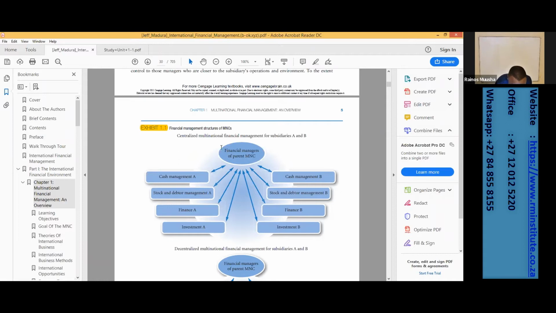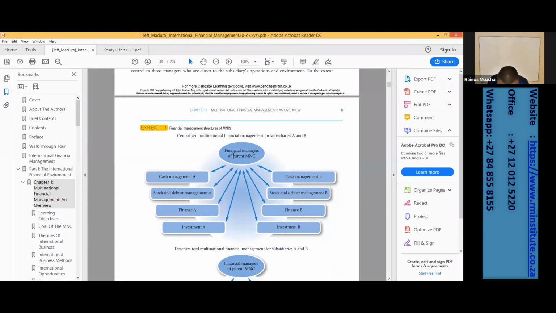Which means in this case, if the company has two subsidiaries, in subsidiary A the different departments are directly reporting to the manager here, and in subsidiary B the different departments are also directly reporting to the manager who is based in the parent company as well. So this is where we have a centralized system. So what do we see? Now the advantage here is that there is quicker decision making, mainly because the information flow is going directly to the parent company.